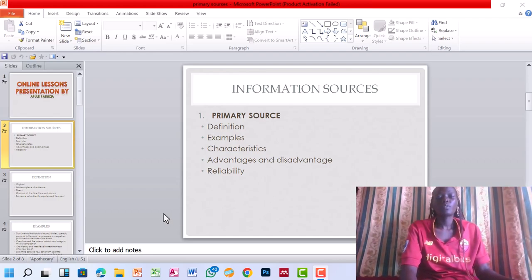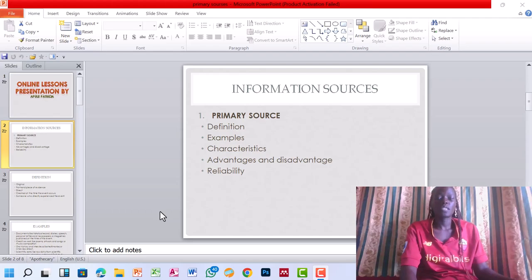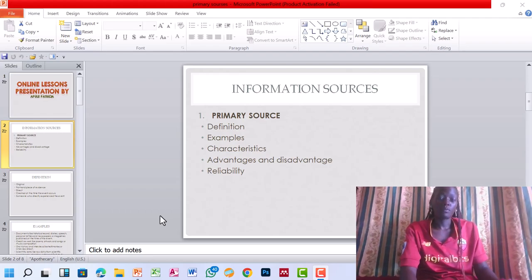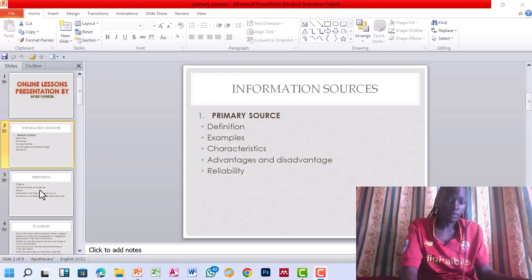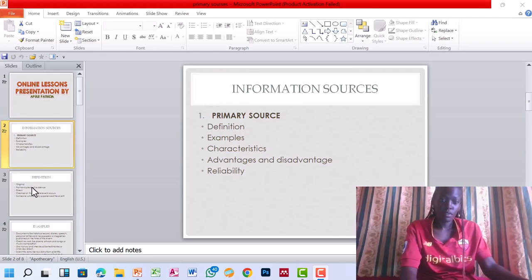In this video we'll be speaking on information sources. Under information sources we have two types, which are the primary source and the secondary source. But for this one we'll speak on the primary source. We'll give the meaning of the primary source, the examples and their characteristics, plus the advantages and the disadvantages of that primary source.